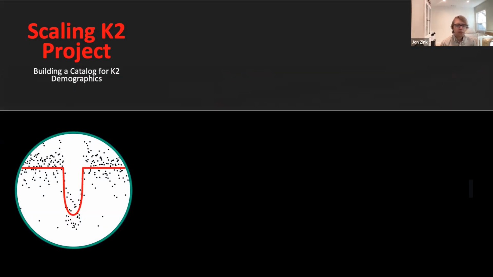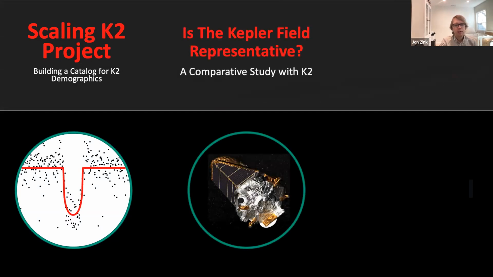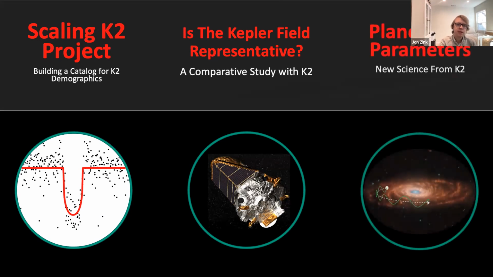So there's really three topics I want to talk about today. The first one is going to be our Scaling K2 project, where we're building a uniform catalog of planets to start doing demographics work on the K2 mission. The second part of my talk is assessing that catalog and looking at some of our early findings, how they compare with the Kepler mission. And the final part is going to be talking about some new information we're learning from K2 that's really allowing us to expand our understanding of planet formation.